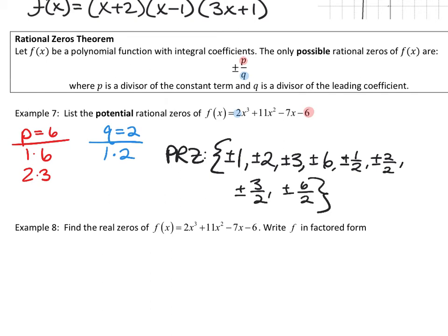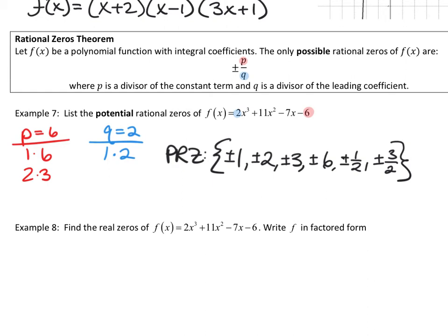Now, hopefully you're thinking, well, Miss Quigley, isn't 2 over 2 just reduced to 1? And it does, so we don't need to list that again. And then, also 6 divided by 2 reduces to 3, and that's already on my list. So I actually don't need those 2 on my list. So let's clean this up a little bit. You can just mark them off, but just for housekeeping, I'm just going to make this all nice and pretty. So here's my nice final list of all of the possible numbers that could be zeros for my function.